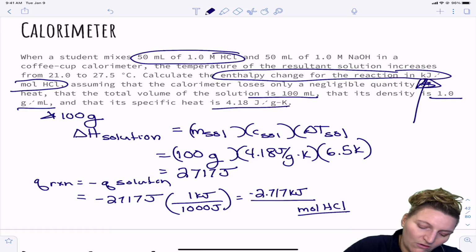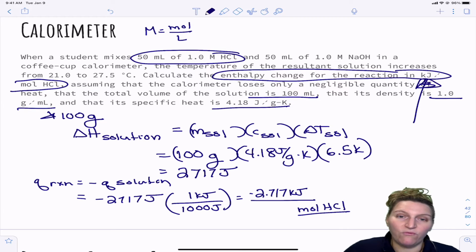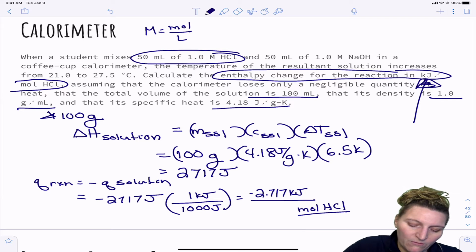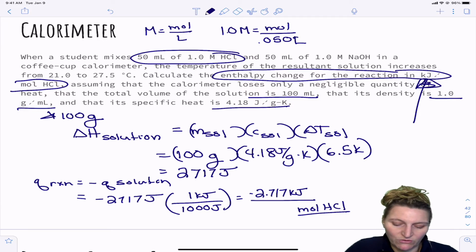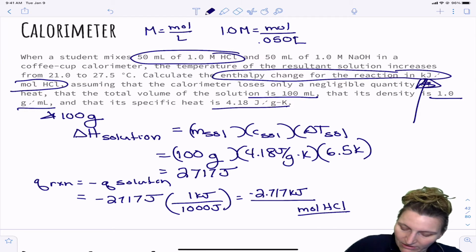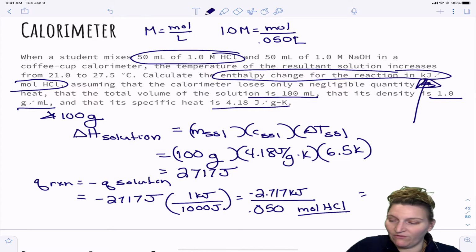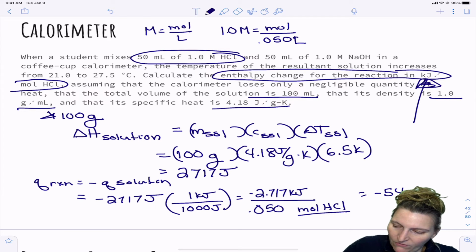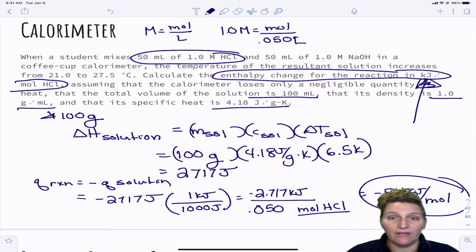And this is something that we still, as a class, are not super good at, right? Formula, molarity equals moles per liter. The molarity is 1.0. I want to find moles. The liter is 0.050 liters, right? I multiply those two numbers together, and so my answer is 0.050 moles of HCl. When I divide those two numbers, I get negative 54 kilojoules per mole. Two significant figures, because almost everything in this problem has two significant figures.